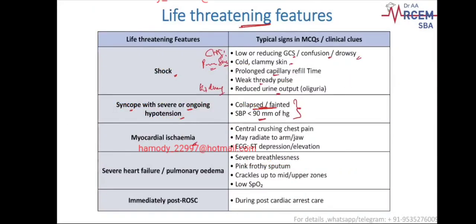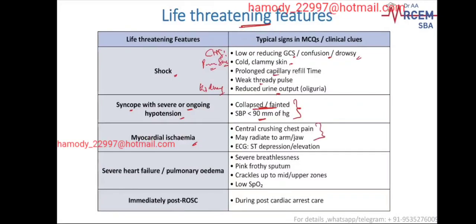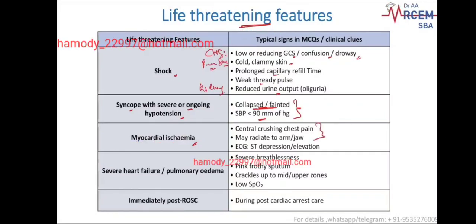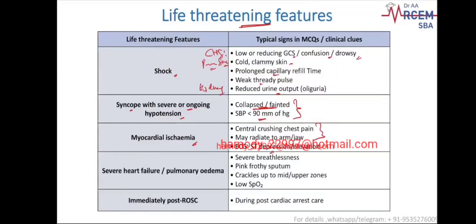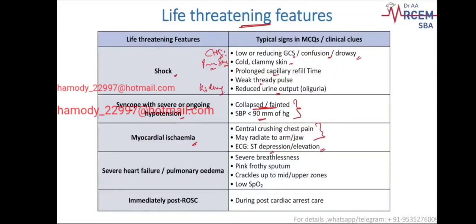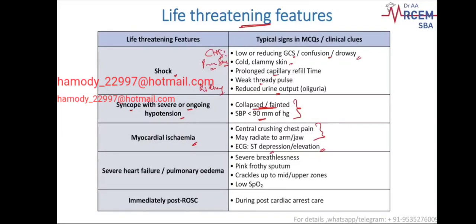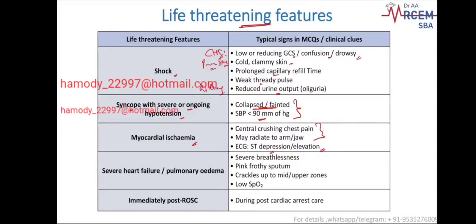Myocardial ischemia. A typical chest pain he should be having, for example, a crushing chest pain or heaviness on the left side, which might be radiating into the jaw or radiating into the left arm. That is a typical feature. Or you get an ECG done, which is suggestive of ischemia by ST segment depressions, or it might be suggestive of an STEMI itself, a full-blown myocardial infarction, by ST segment elevations.